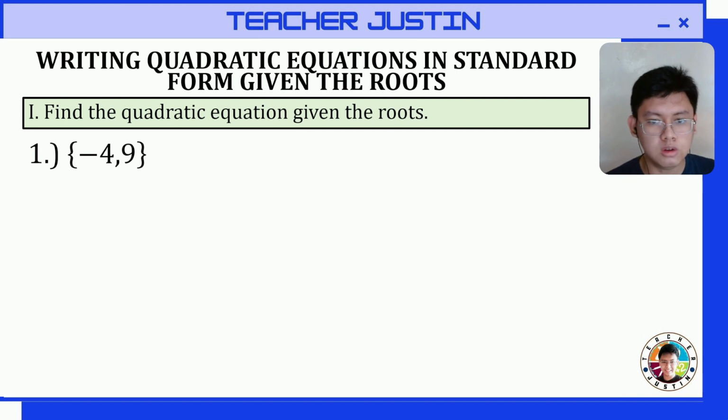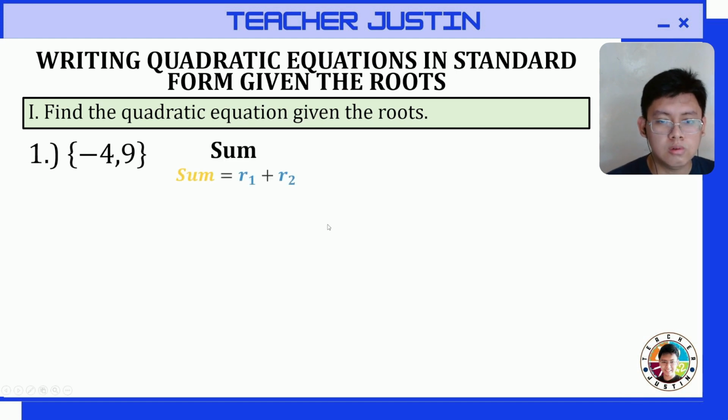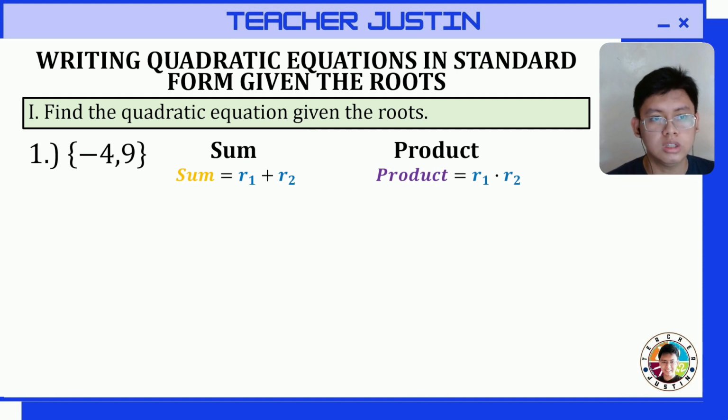So, if we're given the roots of the quadratic equation, ang gagawin natin is we need to identify the sum and product of our roots. So, kunin natin yung sum and product ng given na roots natin. For example, we have negative 4 and 9. So, kunin natin yung sum niya. We will add the roots and then yung product nila, which is we multiply the roots.